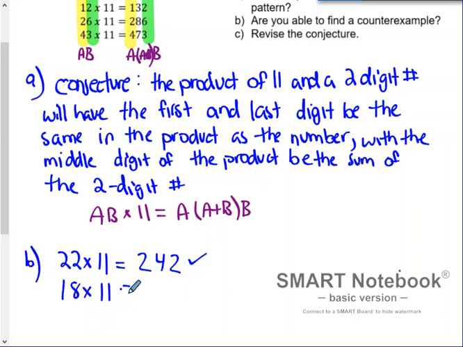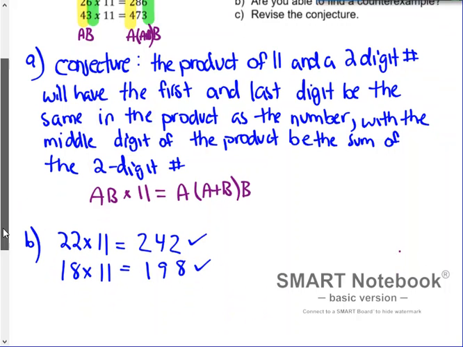18 times 11, just pick another one. 18 times 11 would be like 1, and then an 8, and an 8 plus 1, I'd get a 9. And that works out as well. 18 times 11 is 198.